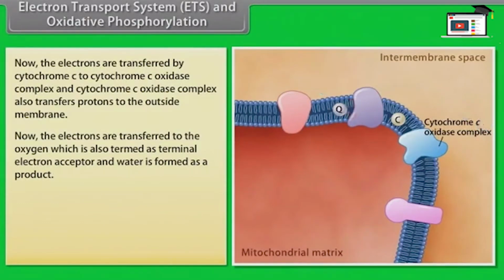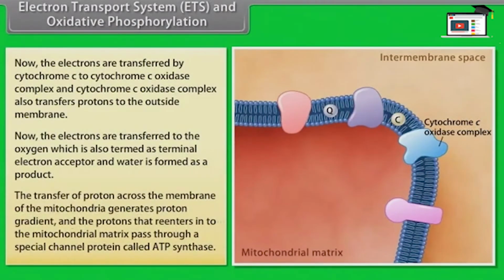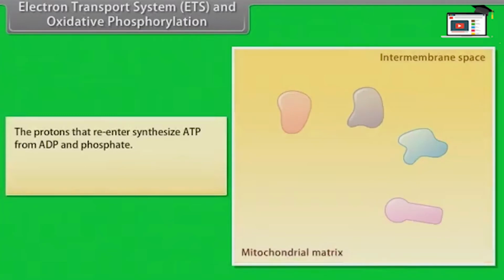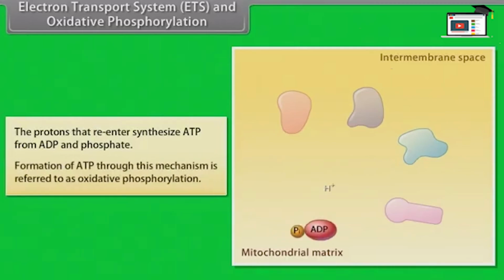The transfer of protons across the membrane of the mitochondria generates a proton gradient, and the protons that re-enter the mitochondrial matrix pass through a special channel protein called ATP synthase. The protons that re-enter synthesize ATP from ADP and phosphate. Formation of ATP through this mechanism is referred to as oxidative phosphorylation.